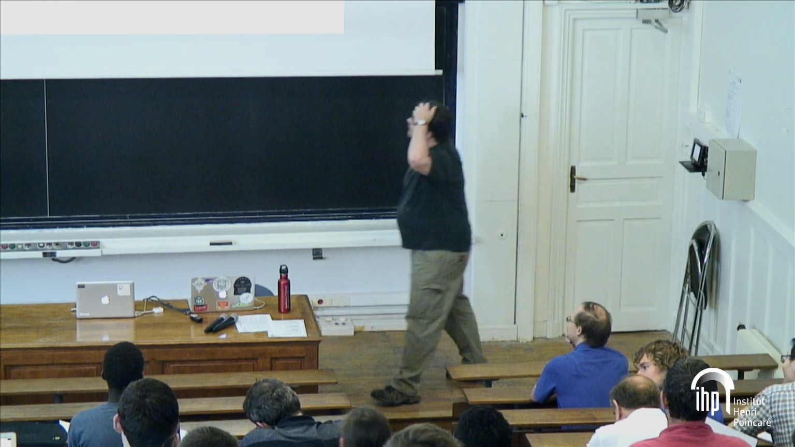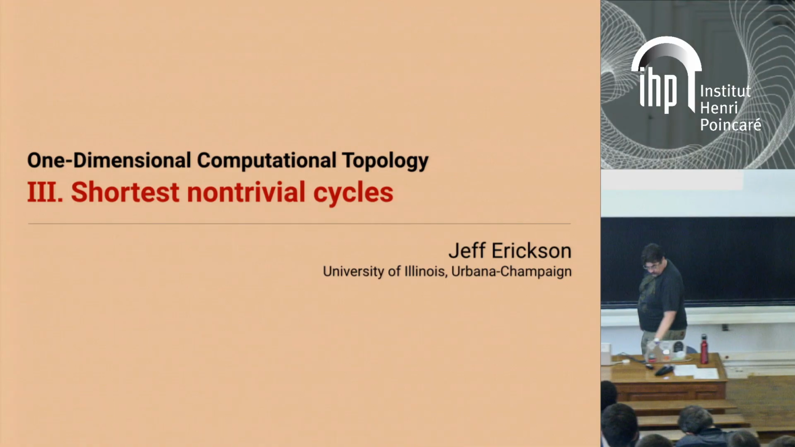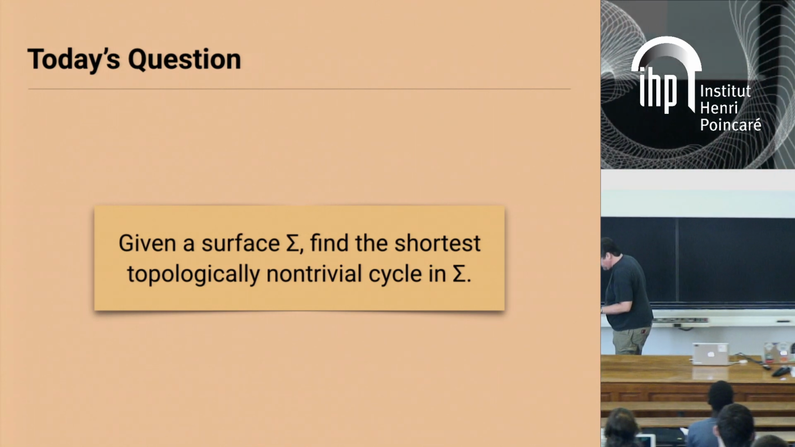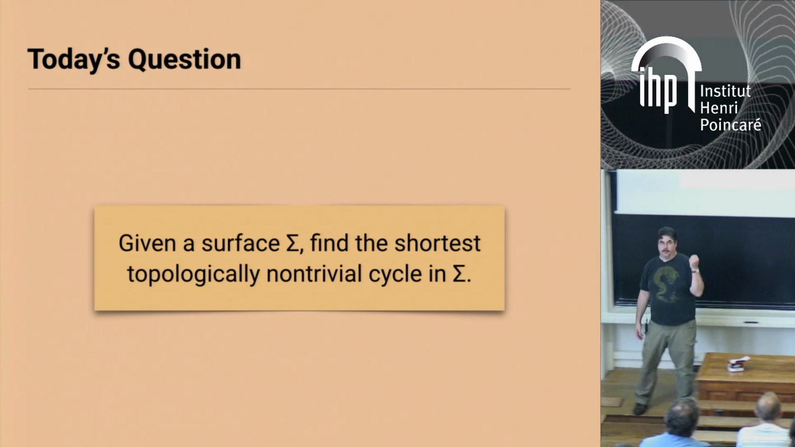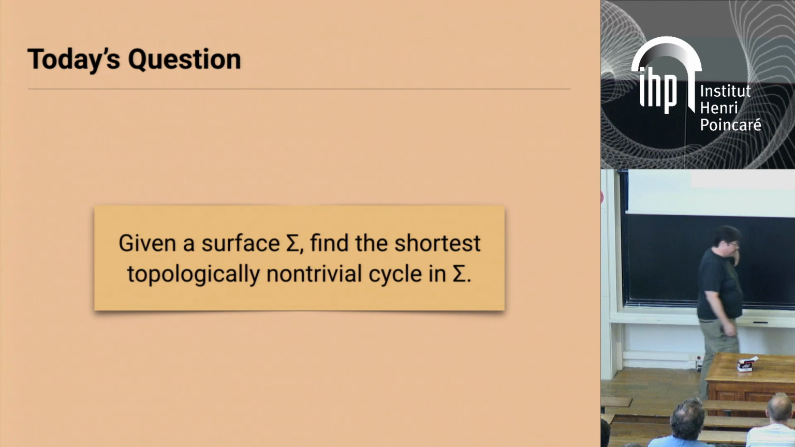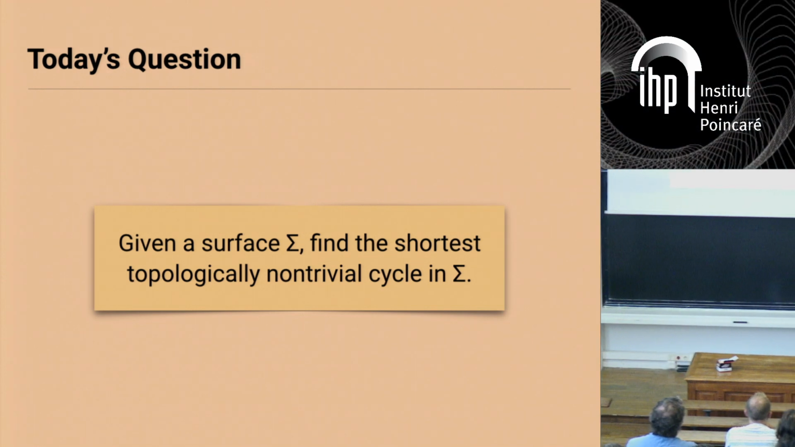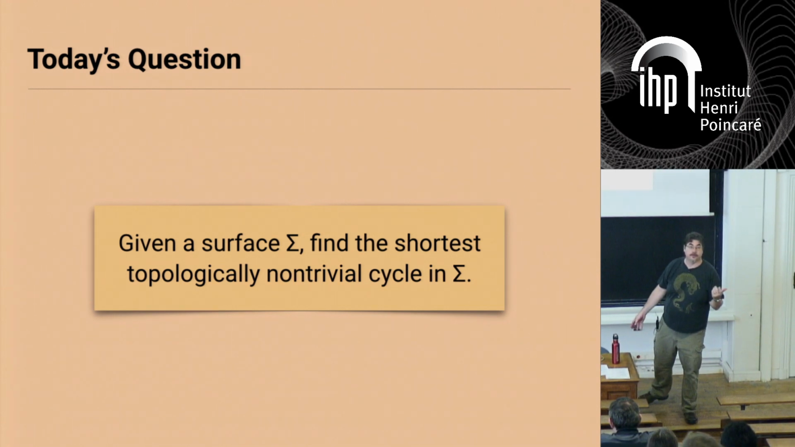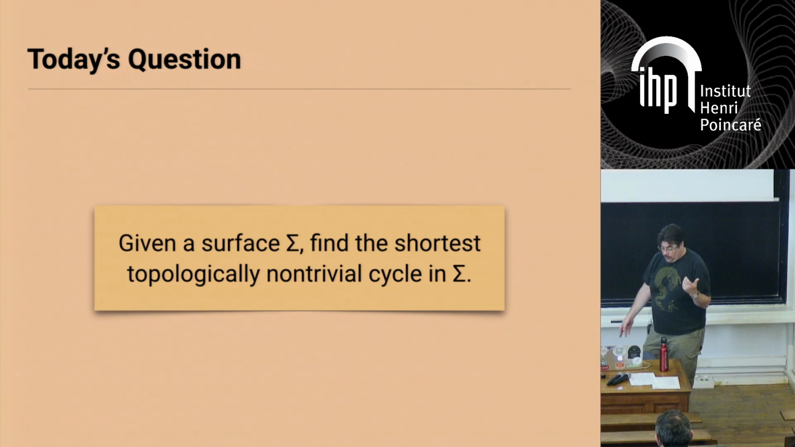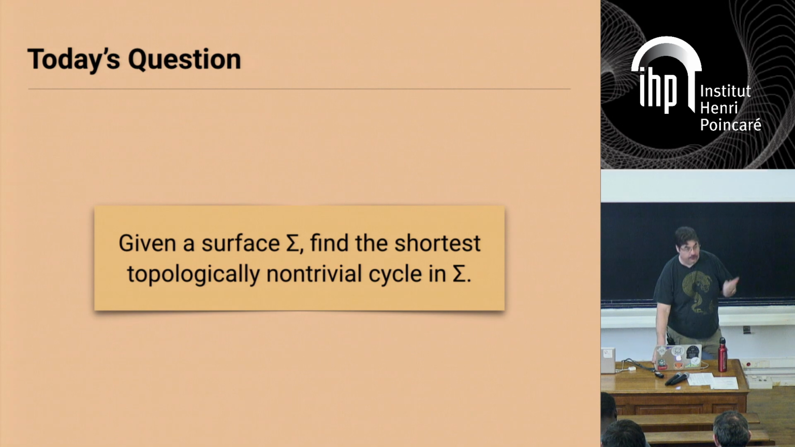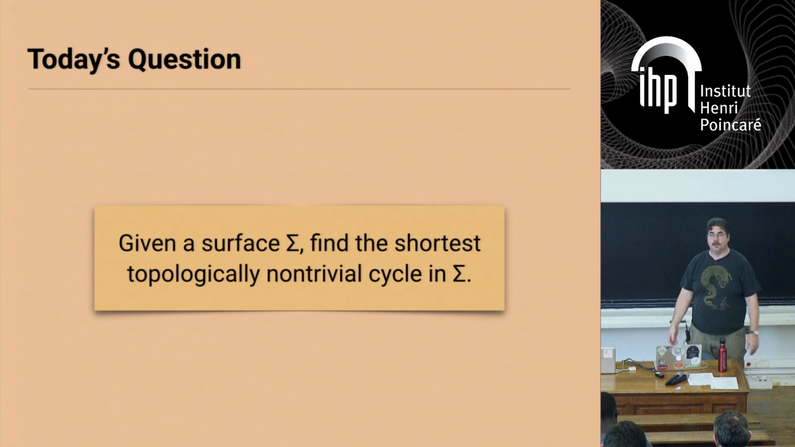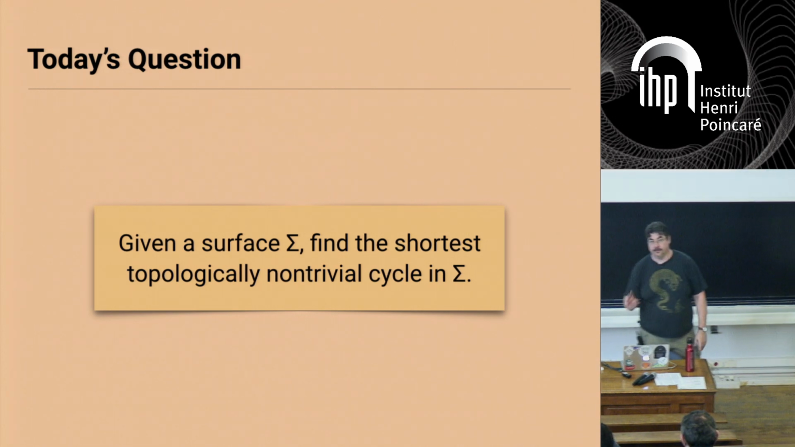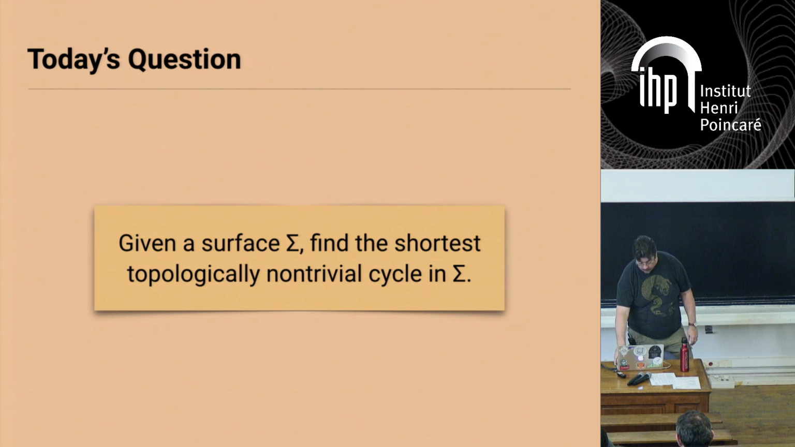Thank you, Saul. Okay, so shortest non-trivial cycles. So the question that I want to talk about today is this one. I'm given a surface, and I want to find the shortest topologically non-trivial cycle in that surface. Now, as usual, I need to define my terms. Given a surface, you can probably guess what I'm going to be doing. But what do I mean by topologically non-trivial?